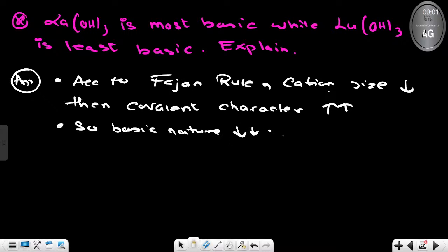So that is why lanthanum 3 plus size is very huge, so covalent character is lesser, that is basic. But lutetium size is smaller because it is on the extreme right, so covalent character is more, so basic character is less. Did you understand? It's very simple logic, and Fajan rule has been done in class 11. Okay, next.